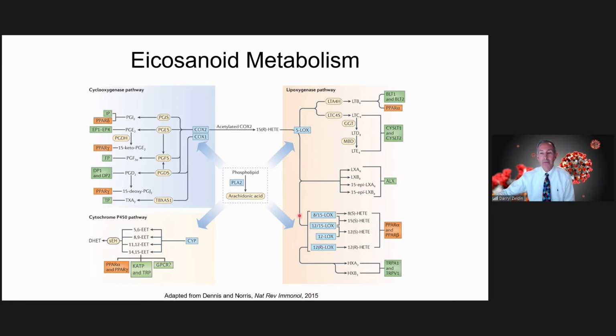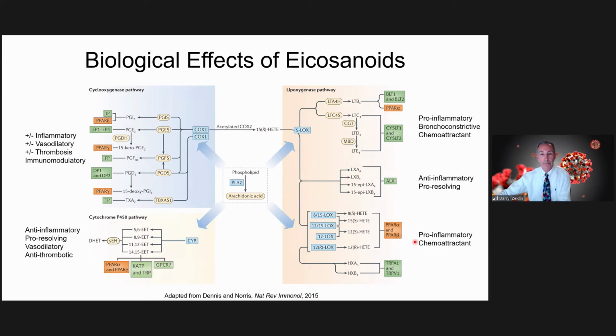And several lipoxygenases convert arachidonic acid to leukotrienes, lipoxins, or HETEs, also called hydroxyeicosatetraenoic acids. And all of these metabolites signal through G-protein coupled receptors, by transactivating nuclear receptors, or by activating ion channels to elicit a number of potent biological effects that could directly impact the pathogenesis and progression of COVID-19, as you've heard earlier from both Deepak and Bruce.